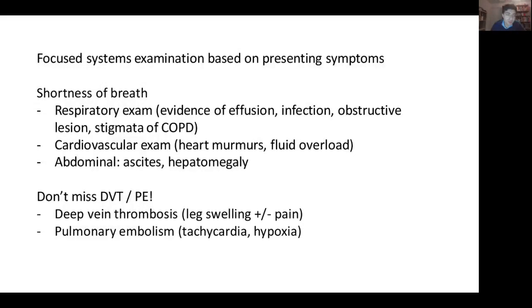Otherwise, the features that we need to be looking for, of course, in the respiratory exam are evidence of effusions, infections, obstructions and peripheral stigmata of COPD. Cardiovascular exam is perhaps less essential. That's more about guiding your view of the patient's fitness for treatment rather than primary cancer diagnosis. Abdominal features such as ascites, hepatomegaly, and as I said at the beginning, absolutely essential that you don't miss a DVT or PE. These are very, very common features.